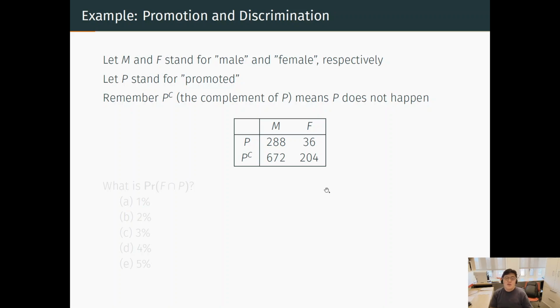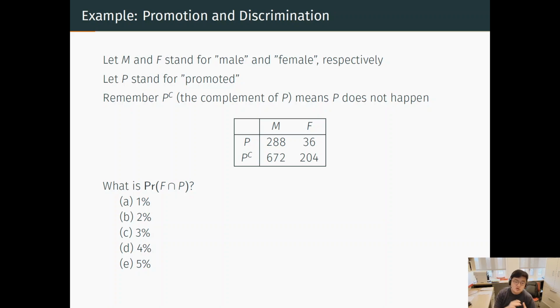Okay, now I'm going to define the events: M for male, F for female, P for promoted, okay? Then obviously, P complement means not promoted. So simple, just male, female, promoted, not promoted. If you have finished chapter 1, I believe this will be a really easy question. What is the probability of F cap P?